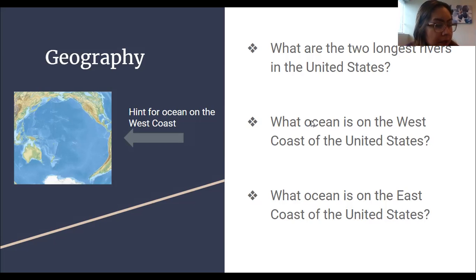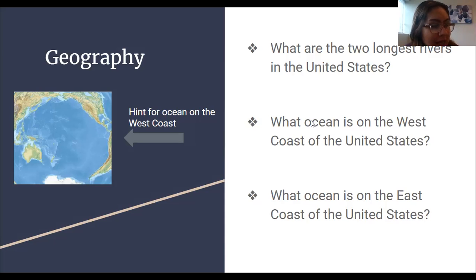So you can figure out your own way to kind of memorize it, because it could get a little hard trying to remember which ocean is on the west coast or which ocean is on the east coast, and trying not to get those mixed up.